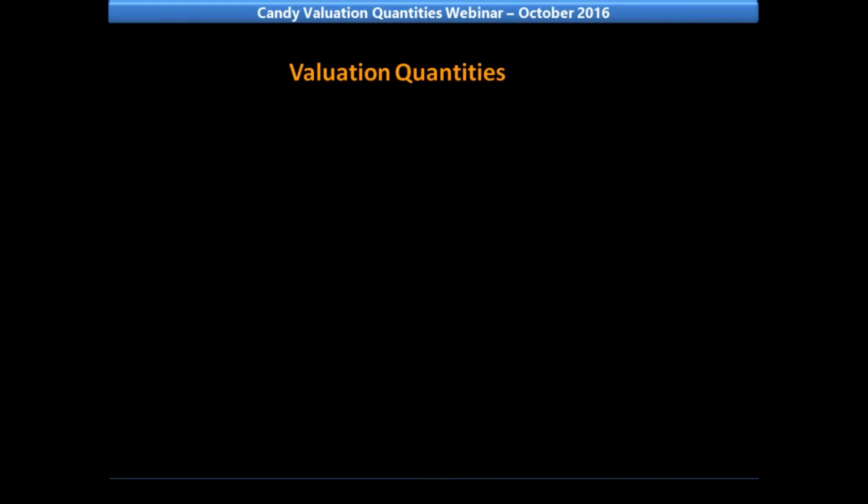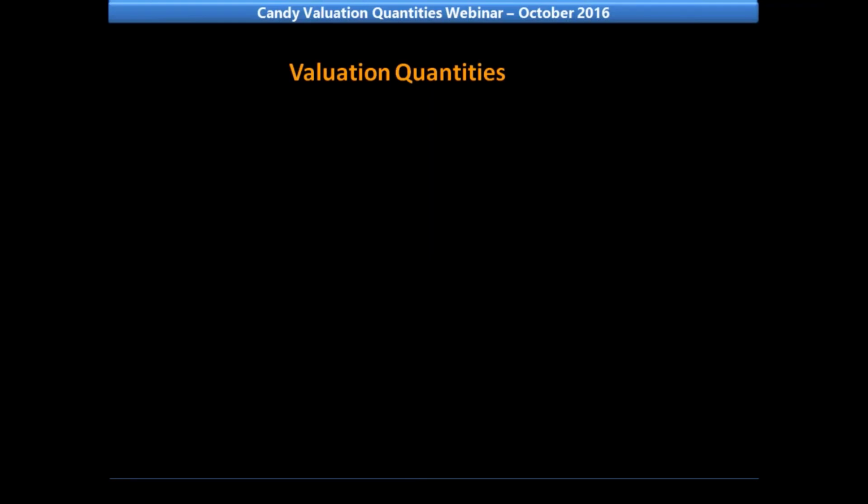So Candy valuations is used for the post-tender stage of a project. The bill of quantities created in Candy estimating is still available in Candy valuations. The difference between estimating and valuations is the extra valuation quantity columns, the valuation layouts, and the valuation reports.